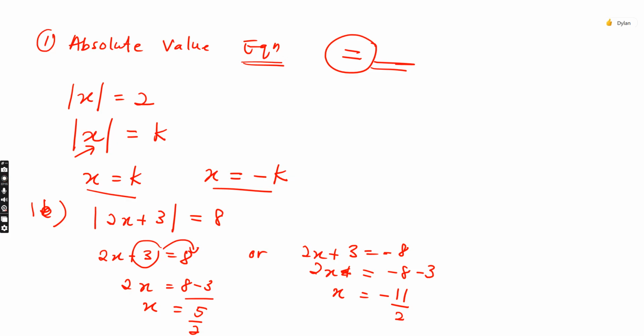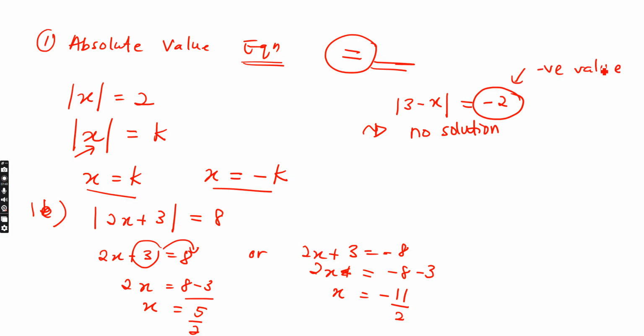Okay, now let's say, as one example, we have 3 minus x, modulus, equal to negative 2. Can we solve this? Apparently, there is no solution for this kind of question. Why? If you see, the answer here is equal to negative 2, right? So when it is equal to negative 2, this is a negative value.